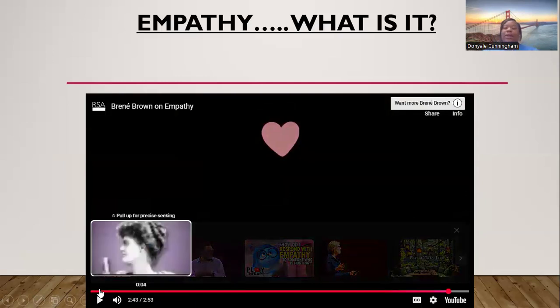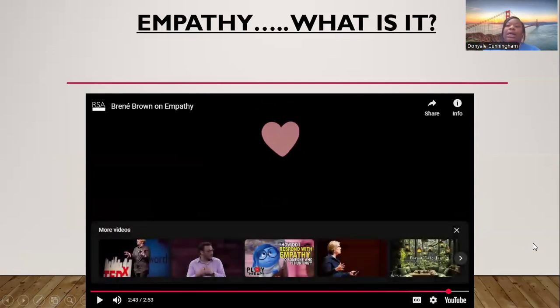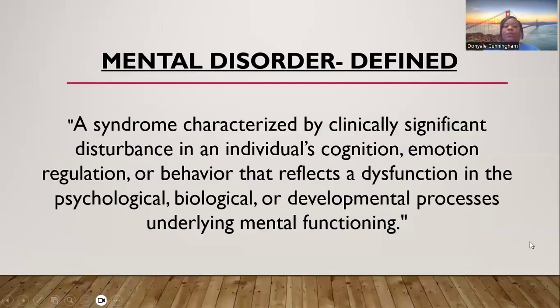Okay, so just how I have mentioned that empathy plays a critical role when it comes to providing person-centered care to our clients. All right, so let's start with defining what a mental disorder is. It is a syndrome characterized by clinically significant disturbance in an individual's cognition, emotion regulation, or behaviors that reflects a dysfunction in the psychological, biological, or developmental processes underlying mental functioning.